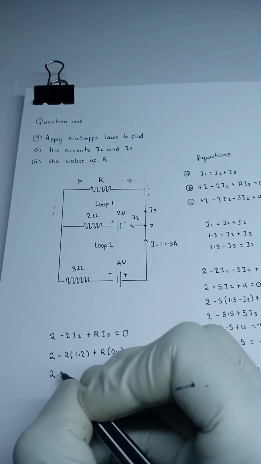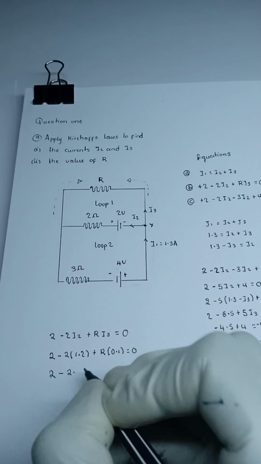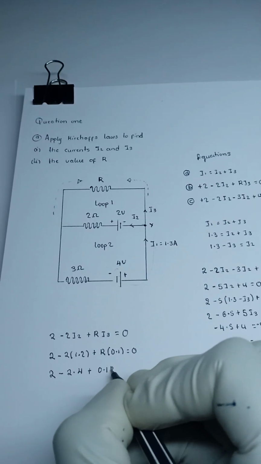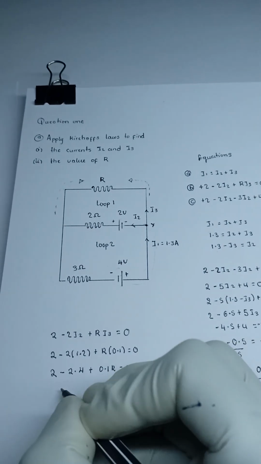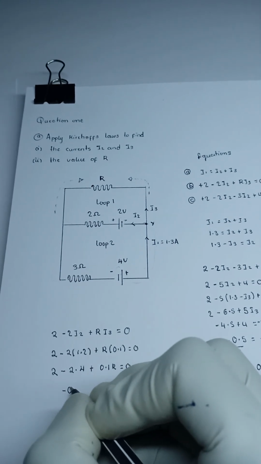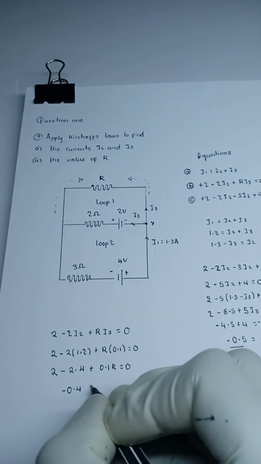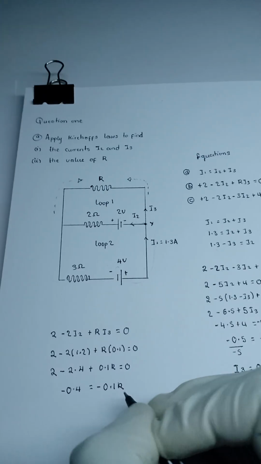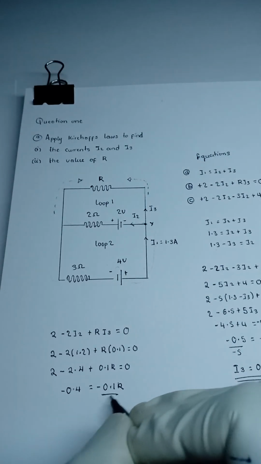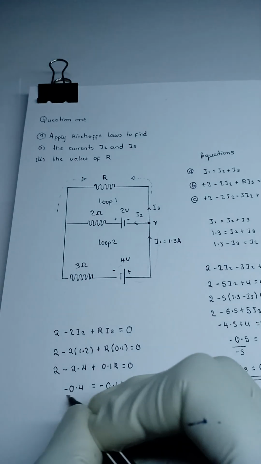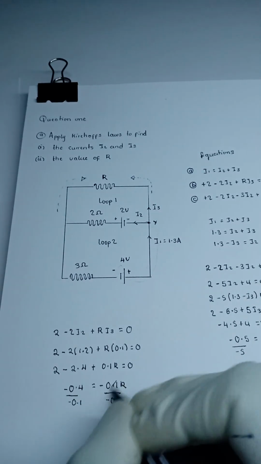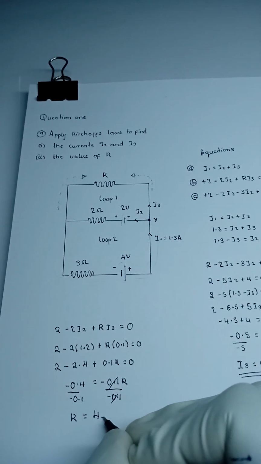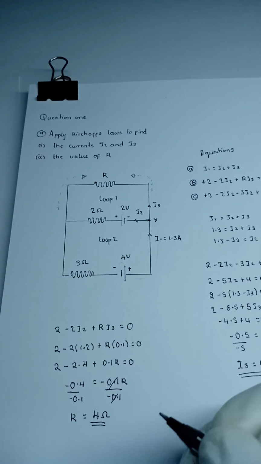So now you have 2 minus 2.4 plus 0.1R, it's equal to 0. The difference of these two is negative 0.4, which is equal to, you cross that, it's going to be 0, negative 0.1R. So you divide both sides now by negative 0.1. And then your R becomes 4 ohms. So that's your R resistor.